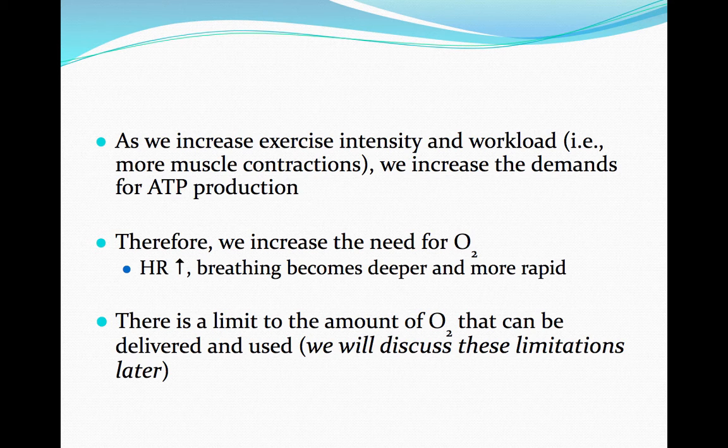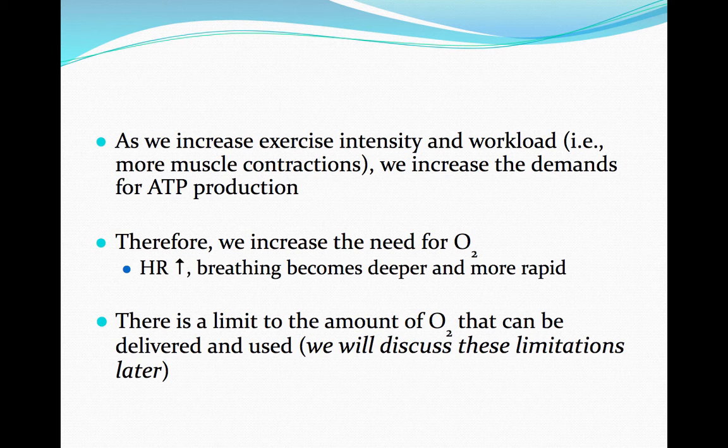I hope that is starting to all mesh now. So therefore, if we're going to need more ATP from oxidative metabolism, we need more O2. So to push more blood around, things like heart rate need to go up. Blood pressure goes up, and you'll discuss that in Unit 3. But then also breathing becomes deeper and more rapid because what we're trying to do is get more air in so we can take oxygen out.